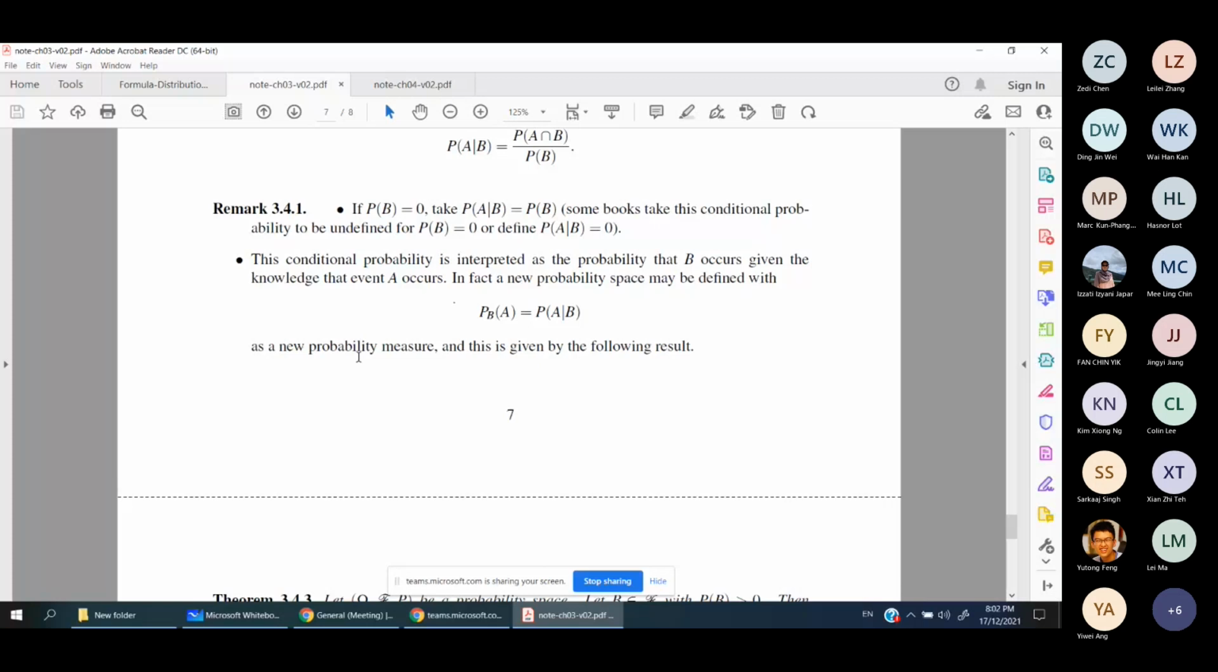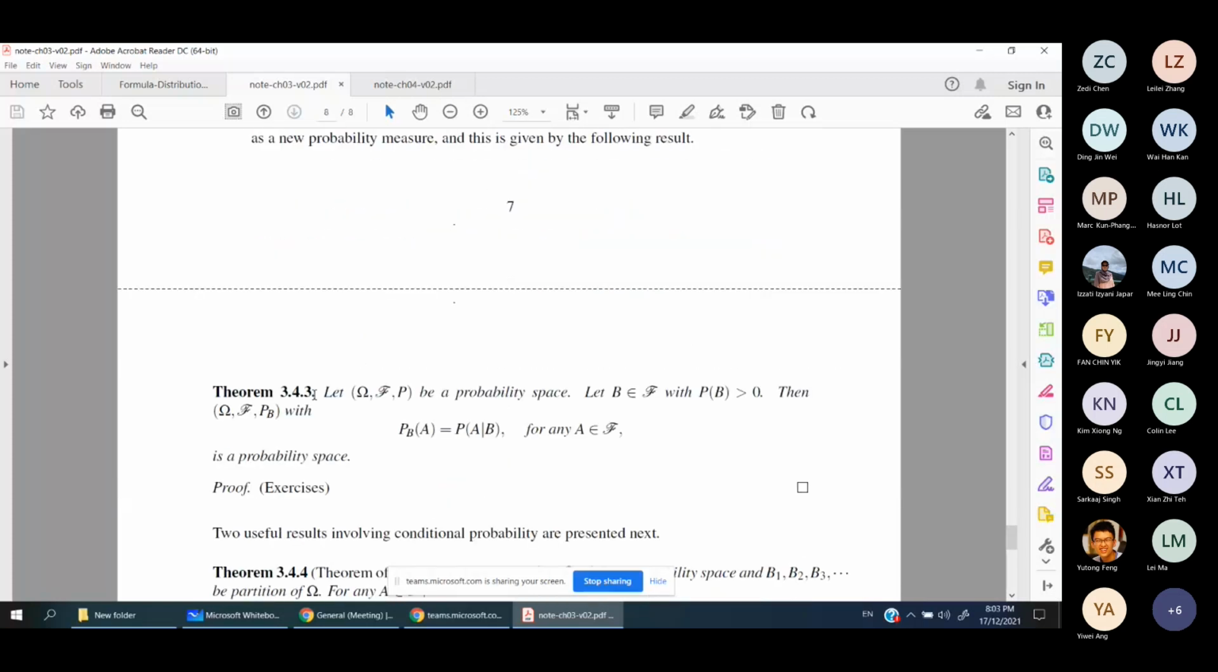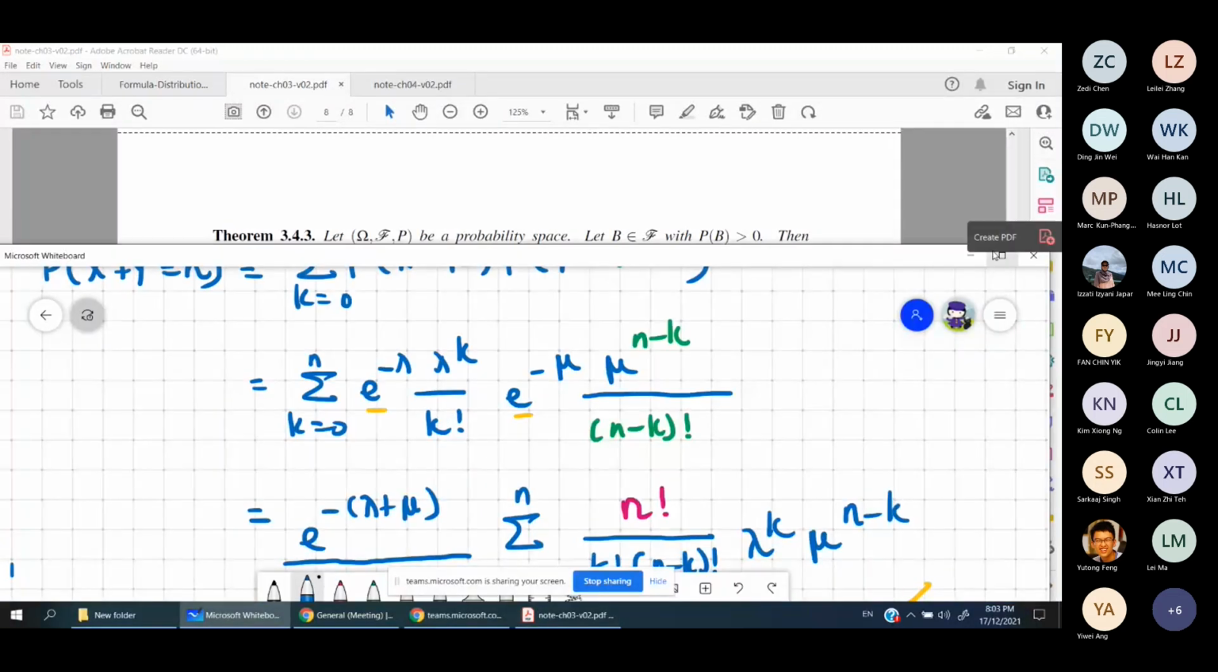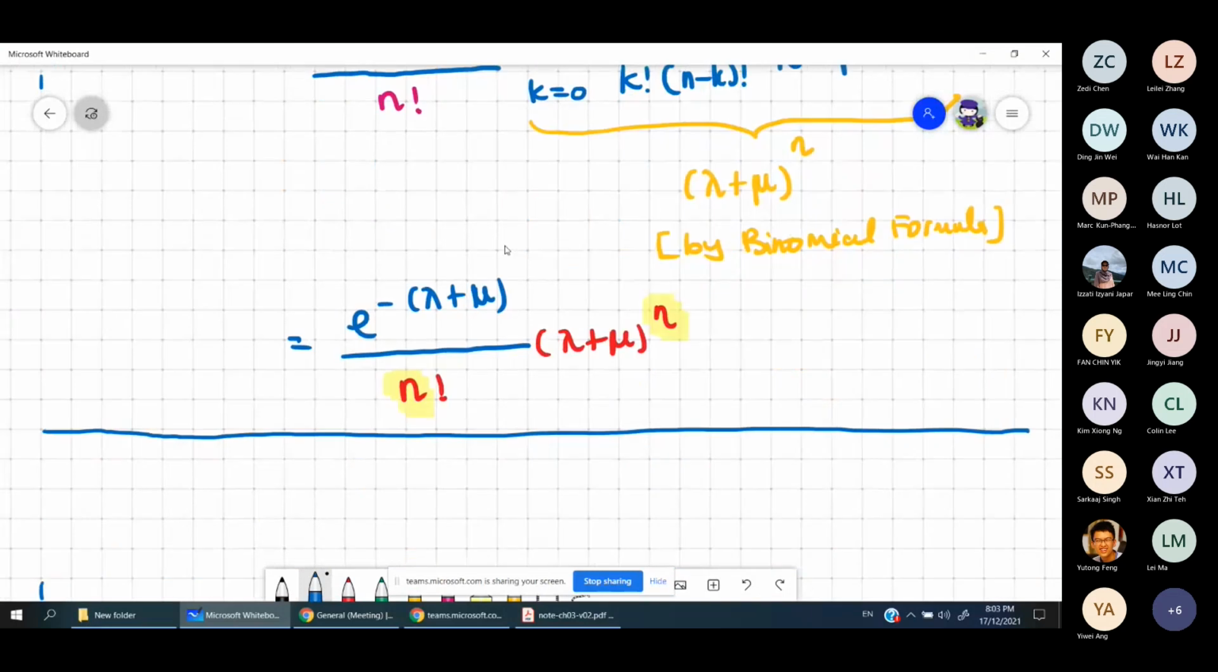So the next one is actually given in these theorems. Okay, so we have these theorems. If we define, let's say B is an event with non-zero probability, then we define P_B to be like this. Then we can show that P_B must be a probability on this sample space. Okay, let's look at the proof for this part.